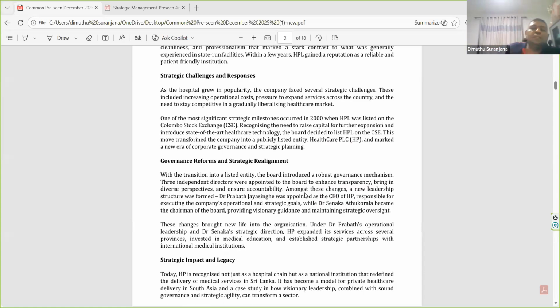Then strategic challenges and responses. As the hospital grew in popularity, the company faced several strategic challenges. These were past facts, right? So when they were growing, they faced some challenges. What are the challenges they faced? These include increasing operational costs that started to escalate, and pressure to expand services across the country. So there was a requirement to give the service to other parts of the country also. Initially, it was established in the Colombo area. And there was the need to stay competitive in a gradually liberalizing healthcare market. So more people may enter the market, and we have to be more competitive with them.